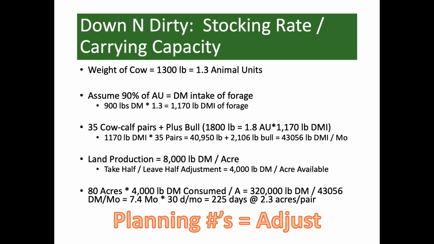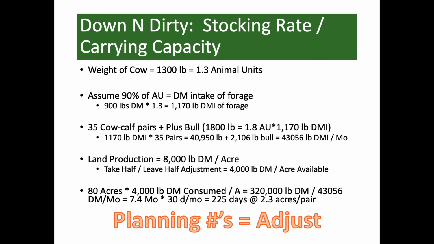So I'm going to assume that 90% of that animal unit is equal to her dry matter intake and forage. We talk a lot about dry matter intake because ultimately that's what we care about, right? There's a forage component to that water, but we need to know the pounds of dry matter, because that's the nutrients, the energy and protein that's really sustaining those animals. So if we've got 900 pounds of dry matter, a 1.3 animal unit, we need 1,170 pounds of dry matter, or she's going to consume 1,170 pounds of dry matter from our forage.